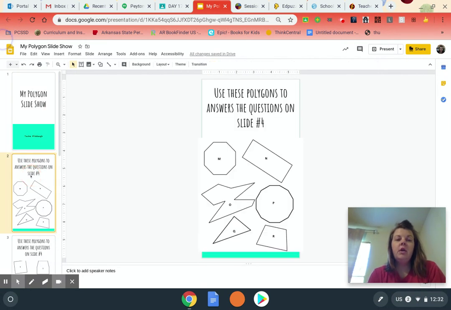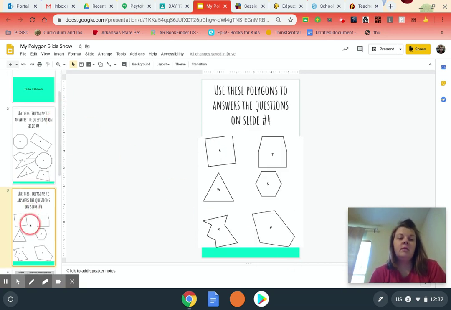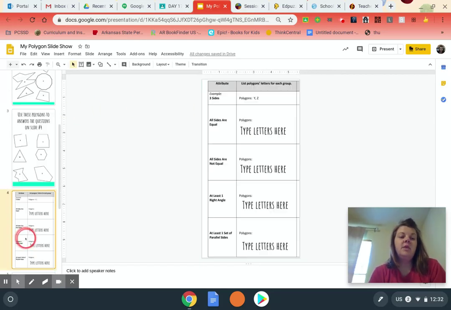So then you're going to recognize a lot of these shapes from our live lesson and my recorded lesson. But here are shapes M, N, O, P, Q, R. And I had to put some on another page. S, T, U, V, W, and X. And on slides 2 and 3, it says that you're going to use these polygons to answer the questions on slide 4. So I told you there'd be some questions eventually.